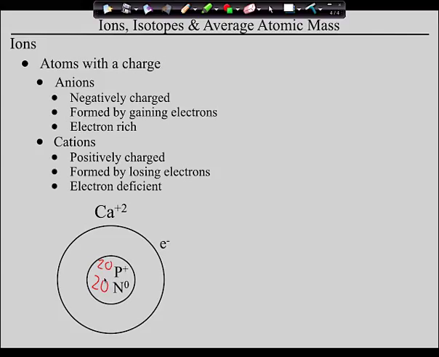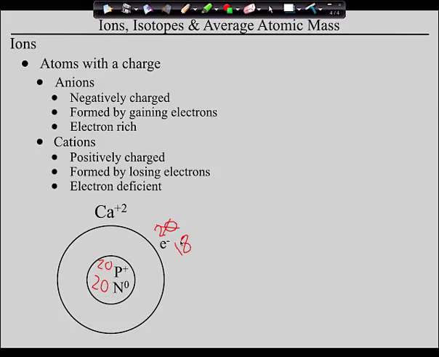Now, guys, we need to talk about electrons. So do this with me. How many electrons should calcium have? 20. Now, what if it has a +2 charge? What can we do to the electrons to give this a +2 charge? Take 2 away, and so this becomes 18 electrons.